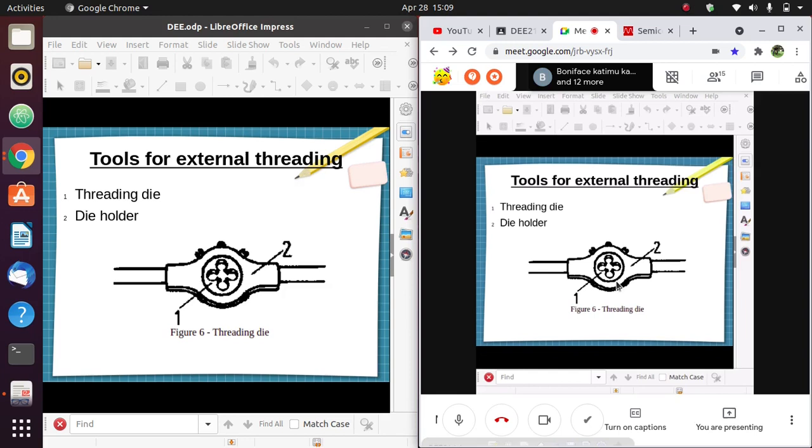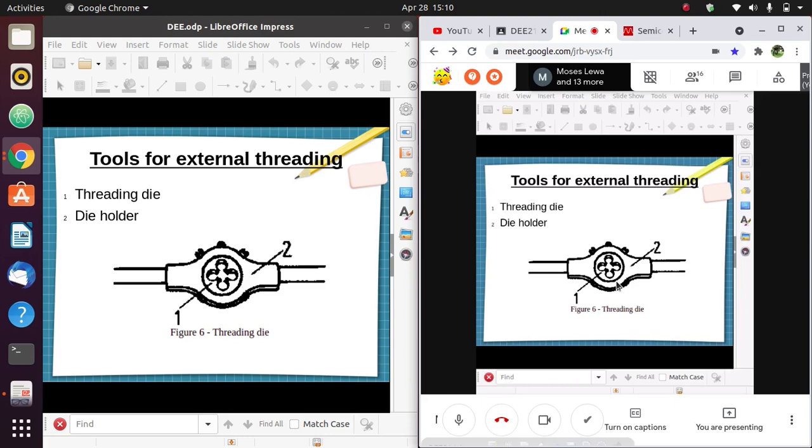But in this case, for this threading, ukisongesha mbele itasonga mbele, ukisongesha nyuma itasonga nyuma. And the purpose why we do that is to remove those chippings. Those chippings ambazo zinakatwa ndani, we do not want them there as we continue that threading process. If you continue threading and we are not removing the chippings, those chippings will break our threads. Zitafanya threads to be rough.